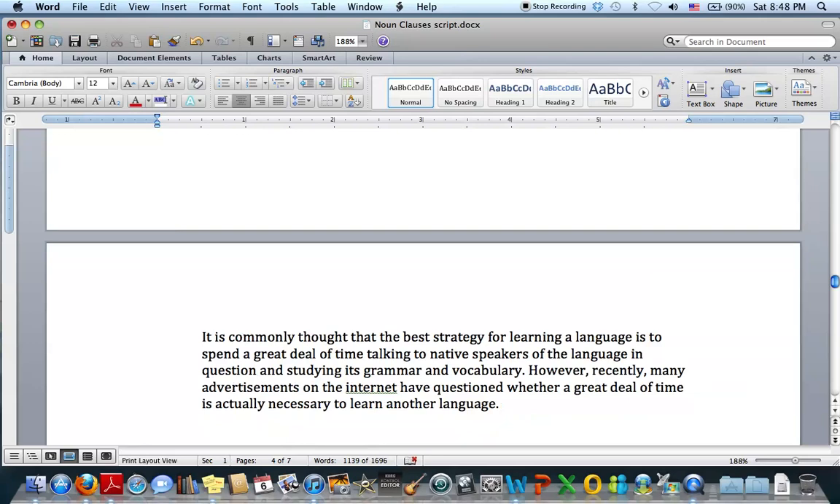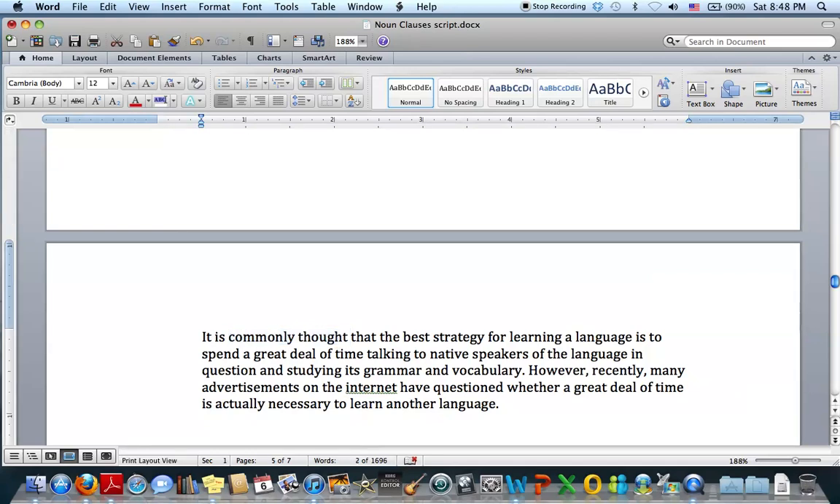All right, let's read through here. It is commonly thought that the best strategy for learning a language is to spend a great deal of time talking to native speakers of the language in question and studying its grammar and vocabulary. All right, so here's the subject, right? It is, and then we get commonly thought. So what we have there is a verb in the passive voice. It is commonly thought, right?